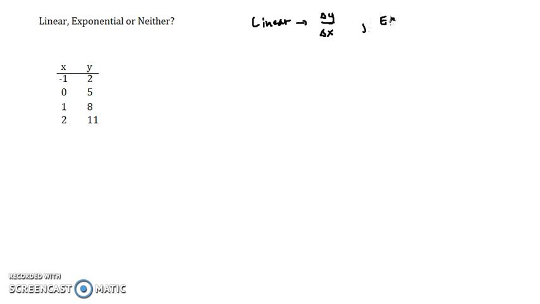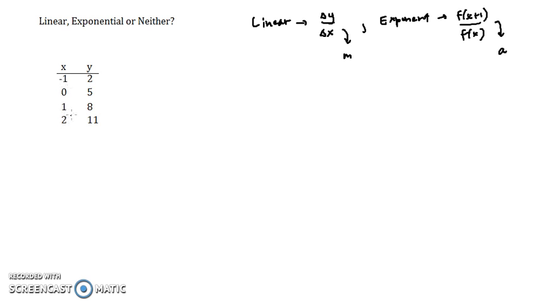And then for exponential, we're going to look at f of x plus 1 over f of x, and we need that to be constant. That number's got to match. So remember, if linear is true, it's going to be the slope, and if exponential is true, it's going to be the base. So when we look at data, first of all, in order to test for exponential, the x values have got to be going up by 1, and they are here.